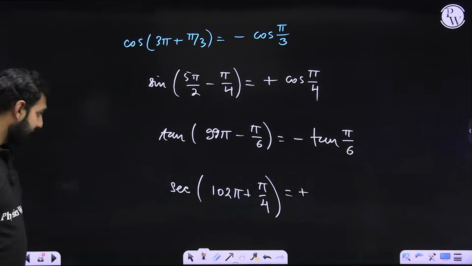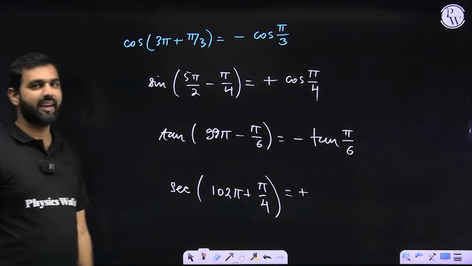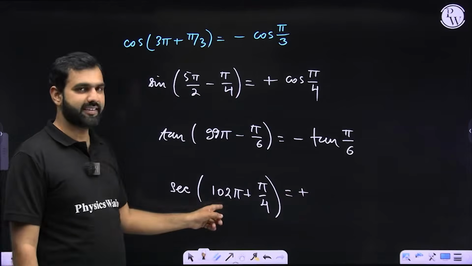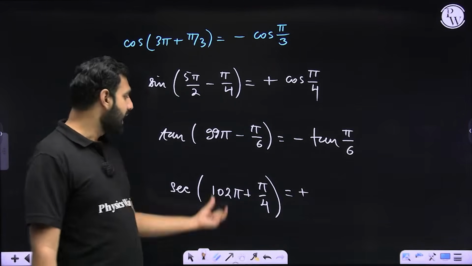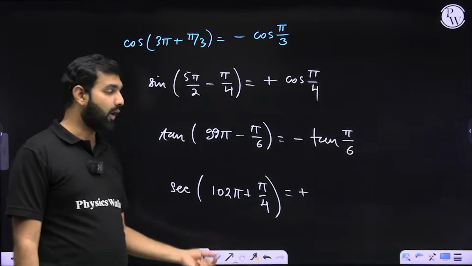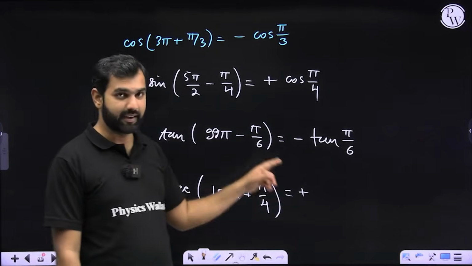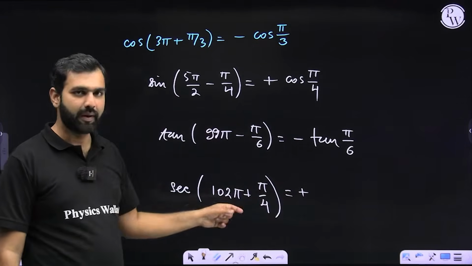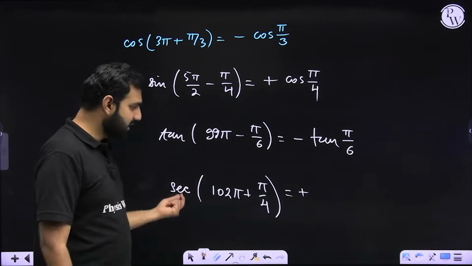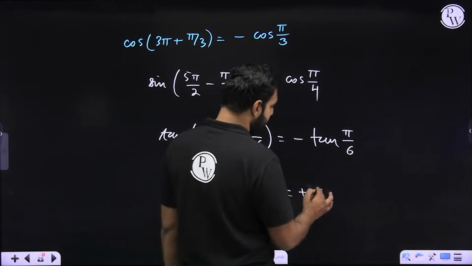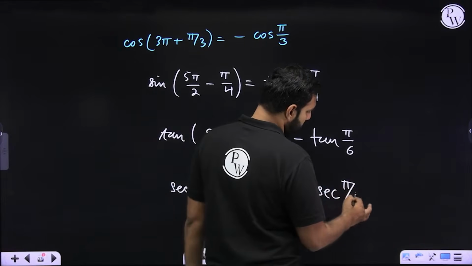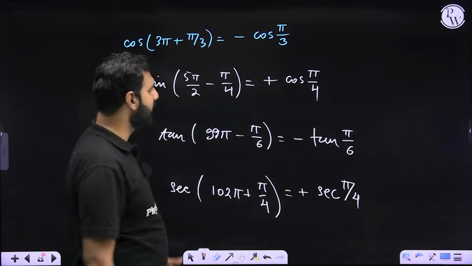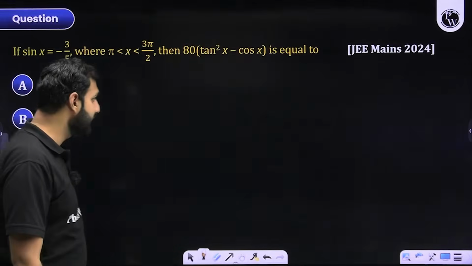See, sec, and we are lying on which axis? We are lying on the x-axis, and because of the x-axis the ratios don't change. Had it been an odd multiple of pi by 2, I would have to convert sec x into cosec x, but here since 102 pi is on the x-axis, this ratio wouldn't change, and hence it will be sec pi by 4. So are you able to understand how we are doing it? And are you able to make some sense out of it?